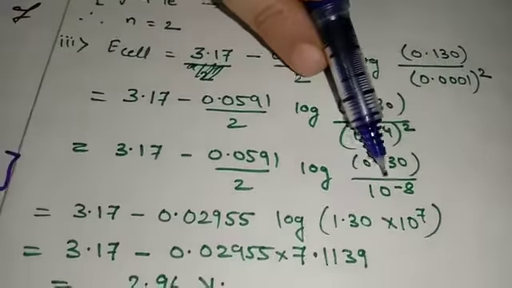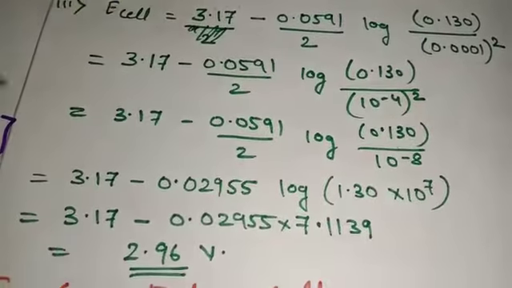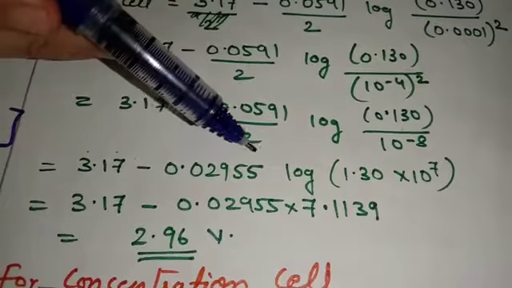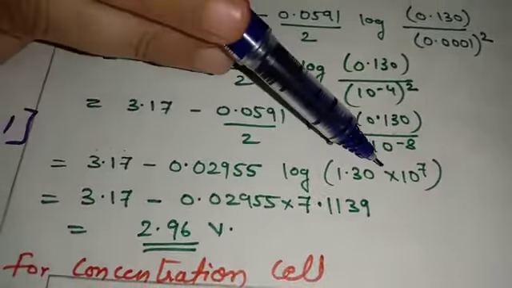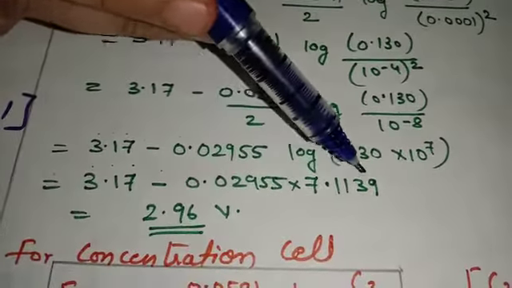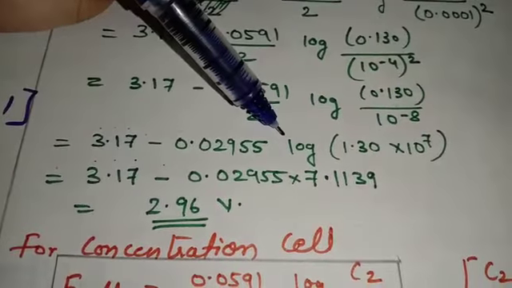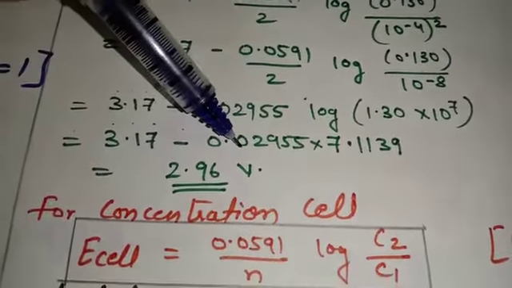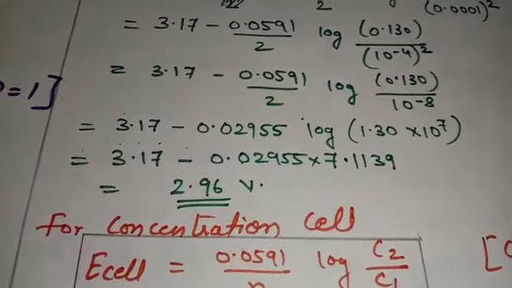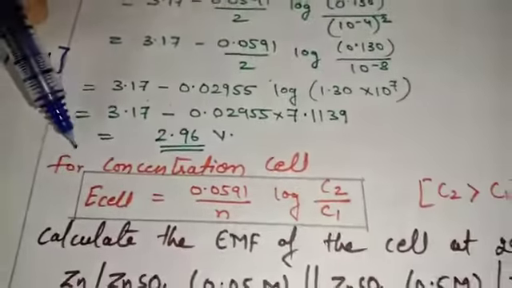After squaring it comes to be 10 to the power minus 8. So on solving this equation we are going to get 3.17 minus 0.2955 log 1.30 into 10 to the power 7. On solving it comes to be equal to 3.17 minus 0.2955 multiplied by 7.1139. This 7.1139 is the log value of this particular digit, and the final answer comes to be 2.97 volt. So this is the formula, and this is the method how to calculate the reduction potential for a complete cell.